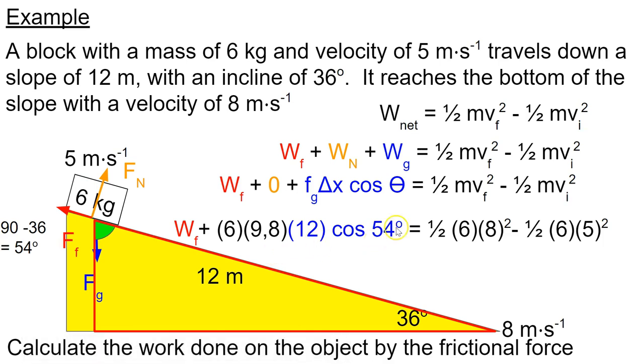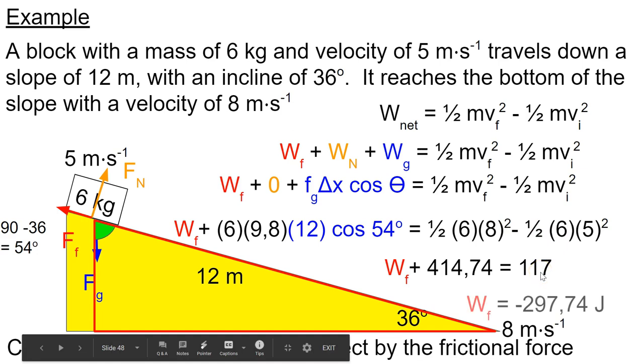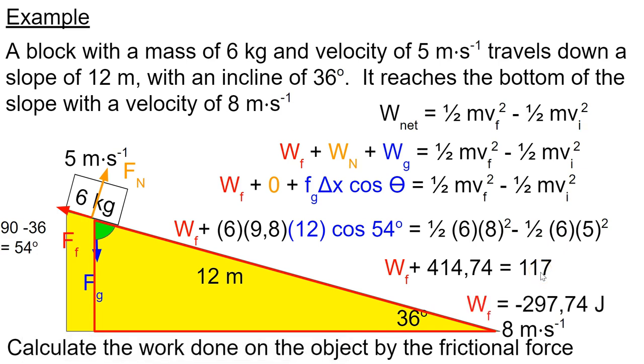Okay. Right, so I fill in my value for my final velocity, which is 8, and my initial velocity, which is 5. If I calculate all these values, then I get my work done by gravitational force. This entire big thing is equal to 414.74. It might be worthwhile to just pause this video for a moment and check on your calculator. And if I take these two kinetic energies and subtract them, I get a value of 117. So I calculate the work done by frictional force is negative 297.74 joules.